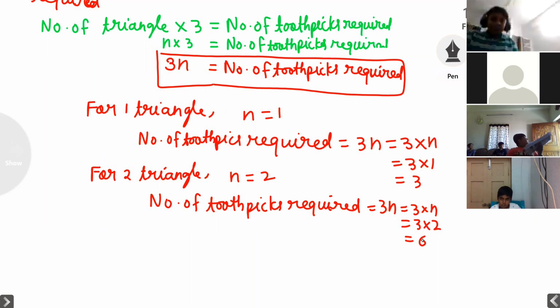Only this formula and the toothpicks picture you can write on the A4 size paper. Remaining, you can listen to how this pattern is coming.